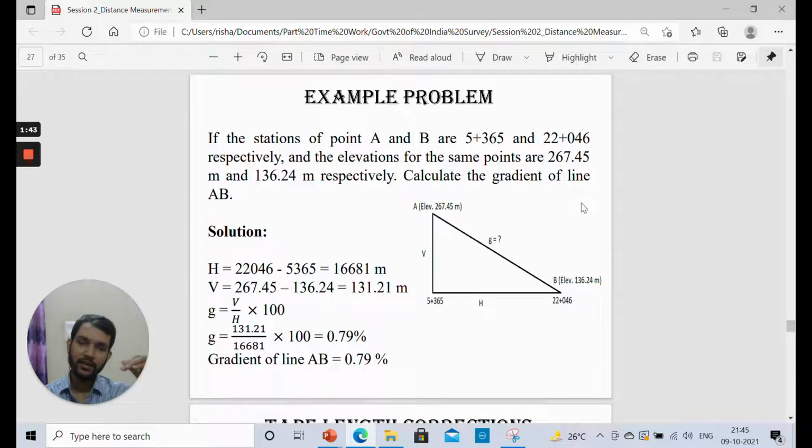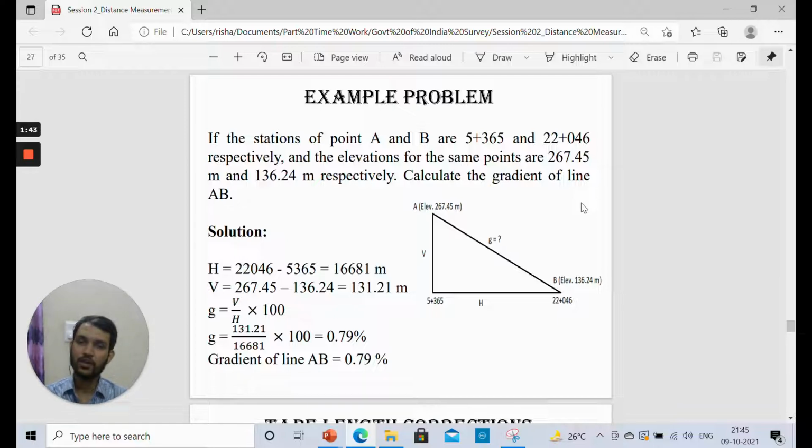That may be given by V upon H into 100, where V is 131.21 meter, the vertical difference in elevation between these 2 points, and H is 16681, that is the horizontal distance between these 2 points. Now we can easily calculate the grade, V upon H into 100. As soon as we know all the values, we can just substitute them and find the value of grade. That comes in this case equal to 0.79%.